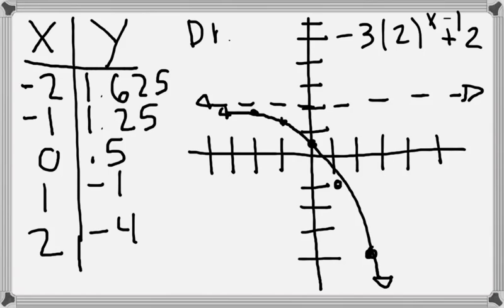This is including, you got a reflection, you've got a horizontal shift and a vertical shift, which changed your horizontal asymptote. Make sure that you go back in and you double check those things. Questions?